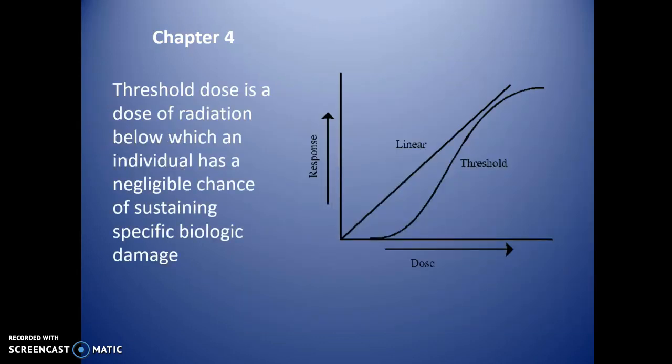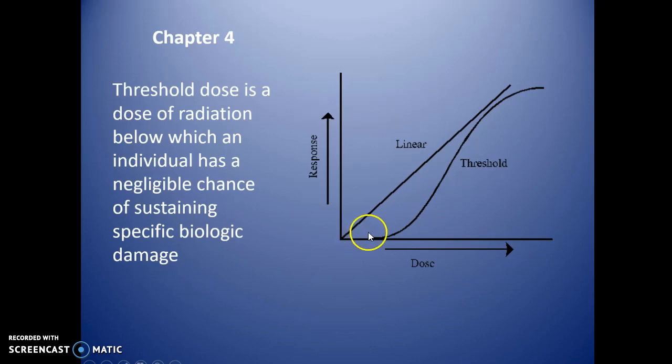Threshold dose is a dose of radiation below which an individual has a negligible chance of sustaining specific biologic damage. So at the threshold, basically they say from this area to this area on your response to dose curve here, there's really going to be no effects that are going to show up from there because the radiation is so little that it's just not going to affect the body. But once the dose reaches a certain point, then you're going to start to get a response.